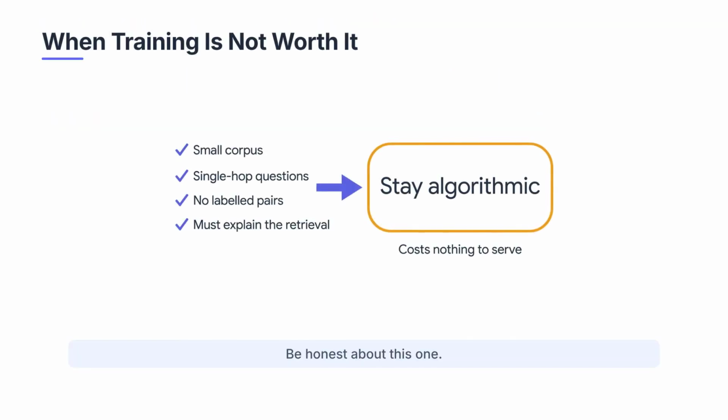Be honest about this one. If your corpus is small, if your questions are single-hop lookups, if you have no labeled question-answer pairs and no appetite for building any, or if you must explain to a regulator exactly why a document was retrieved, then Course 1 already gave you the better answer, and it costs nothing to serve. Personalized PageRank over a decent graph is a very hard baseline to beat.